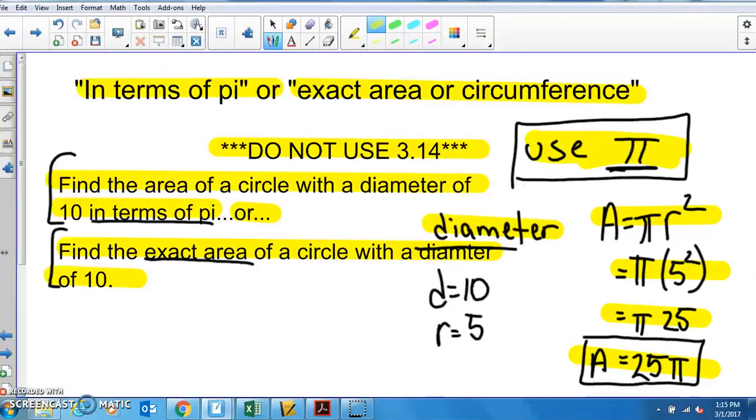So again, when finding something in terms of pi or exact area or exact circumference, what we're going to do is leave the pi symbol in the problem. Do not use 3.14. What happens a lot of times with students is they forget to leave the pi symbol and they actually substitute 3.14. But we're not going to substitute 3.14.